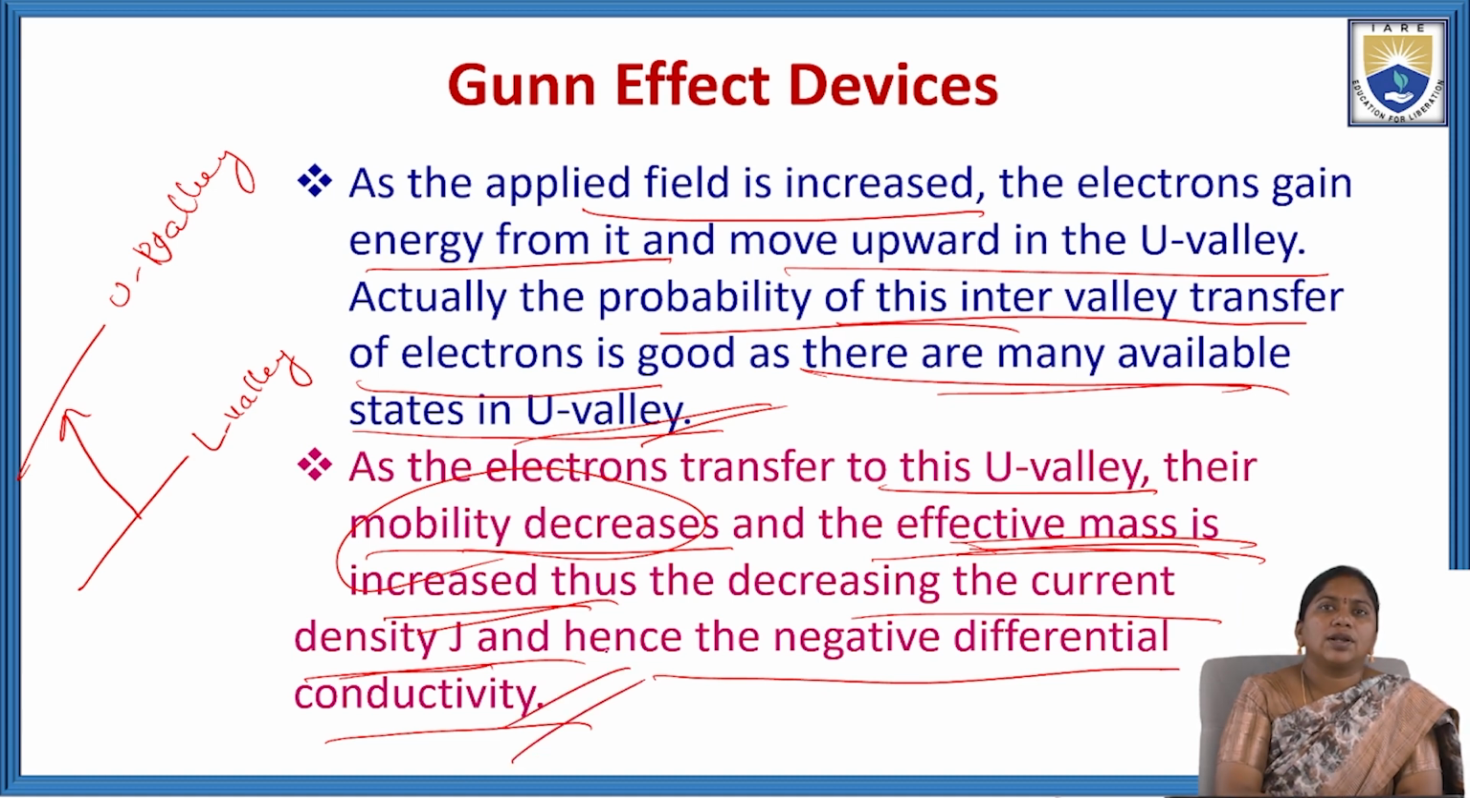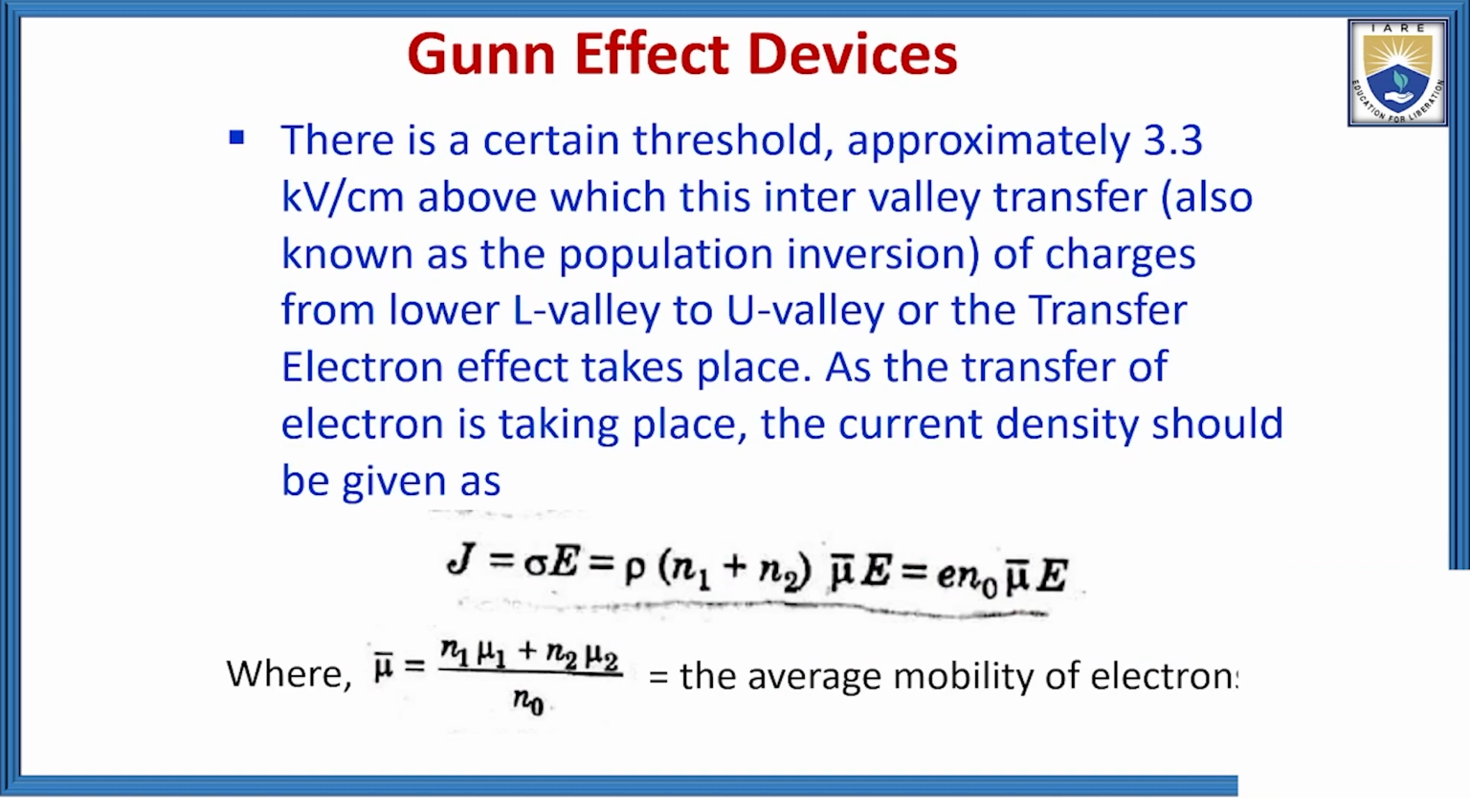Once the electron is transferred from the lower valley to the upper valley, the mobility will be decreased. Once the mobility decreases, it increases the effective mass, which decreases the current density J, and hence the negative differential conductivity is obtained. There is a certain threshold, approximately 3.3 kilovolt per centimeter, above which this intervalley transfer, also known as the population inversion, takes place.